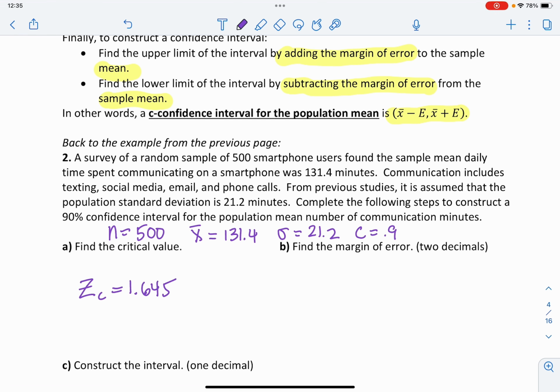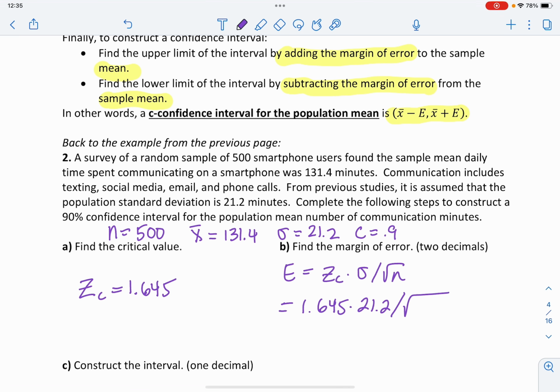Okay, the next piece is the margin of error. Remember, that's the formula. It's always Z sub C times sigma divided by square root of n. And all of those things I know, plug them in. 1.645 times 21.2 divided by square root 500. And there we are. If I calculate that, to 2 decimal places, I get 1.56, and I'm good to go.